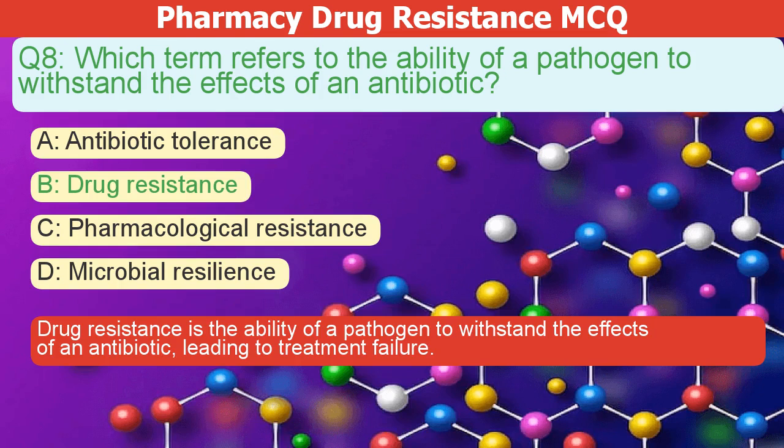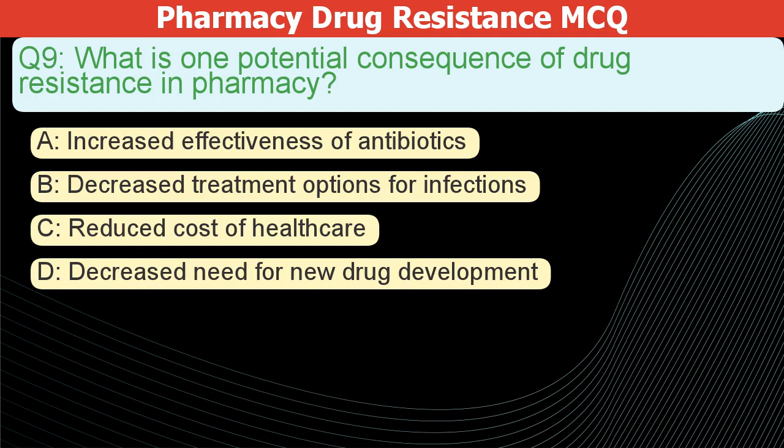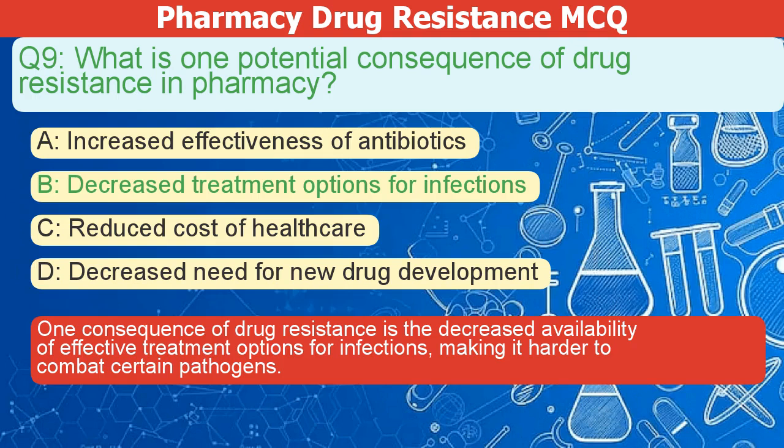Drug resistance is the ability of a pathogen to withstand the effects of an antibiotic, leading to treatment failure. What is one potential consequence of drug resistance in pharmacy? A. Increased effectiveness of antibiotics. B. Decreased treatment options for infections. C. Reduced cost of healthcare. D. Decreased need for new drug development. The correct answer is B.